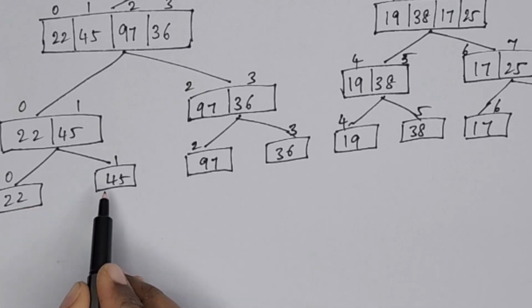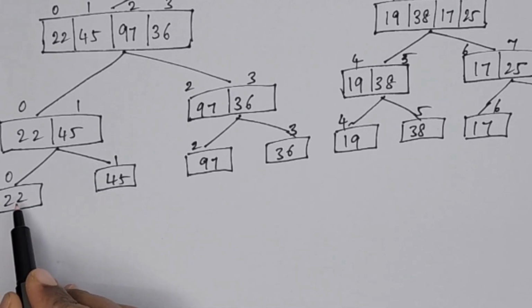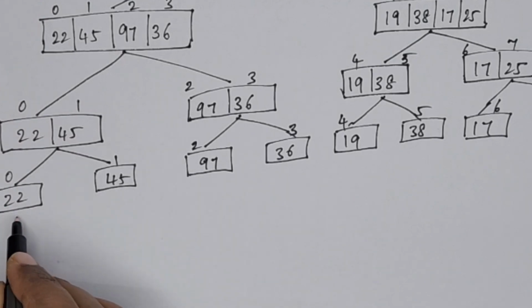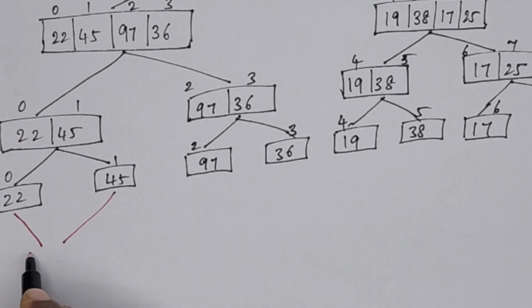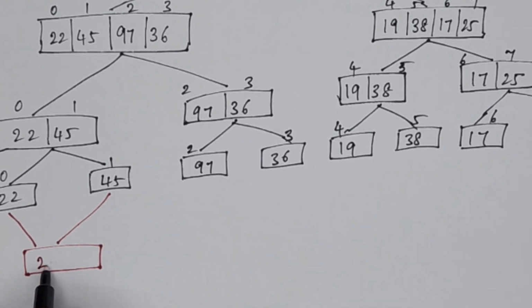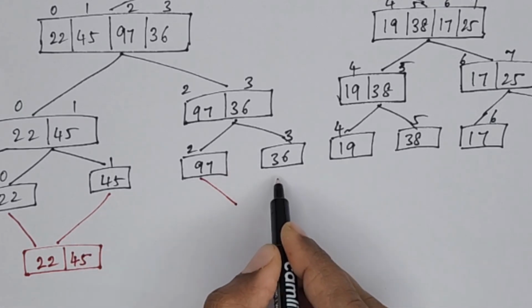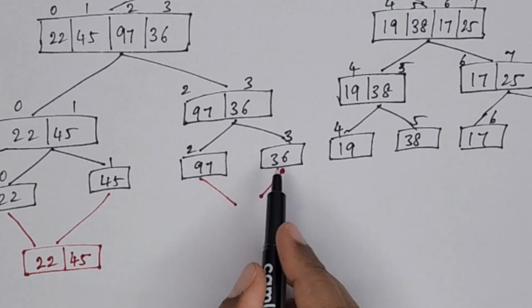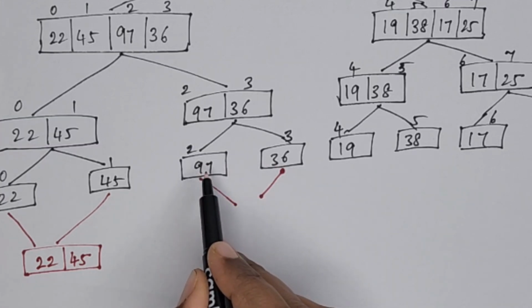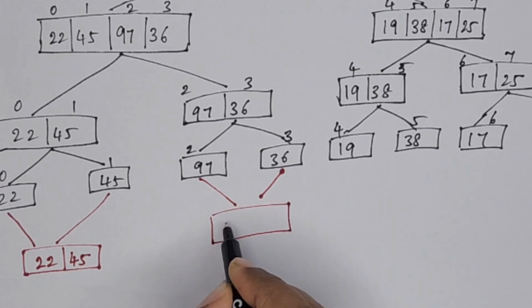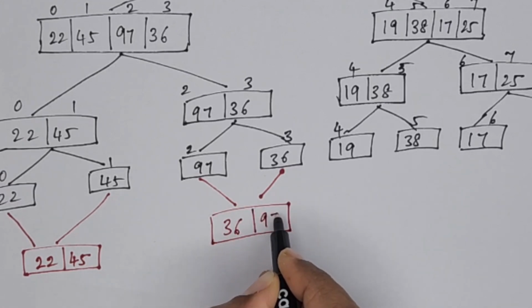First of all, we have to sort these two numbers, 22 and 45. Anyway, 22 is less than 45, so after sorting these two elements, we get them as they are, 22 and 45. Next, we have to sort these two elements, 97 and 36. The smallest element is 36, so 36 will be placed in the second position and 97 will be placed in the third index. So 36 comes before 97 after sorting.